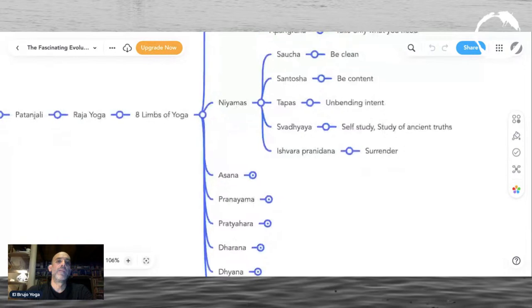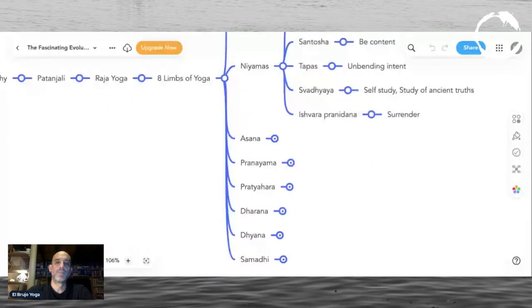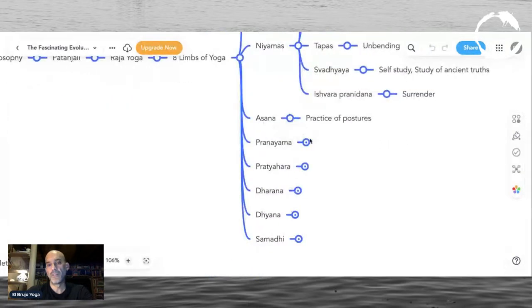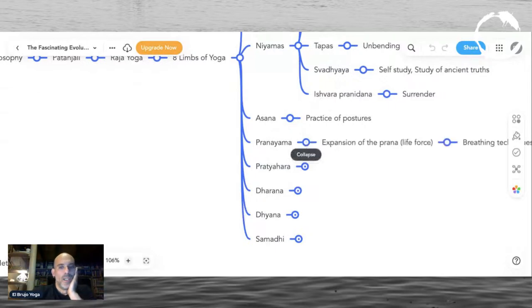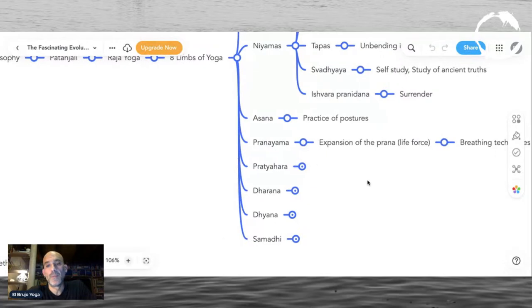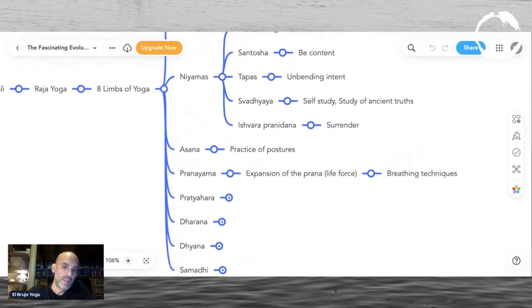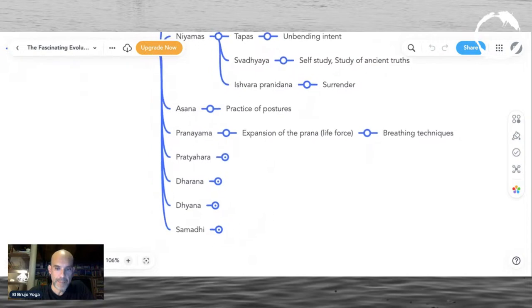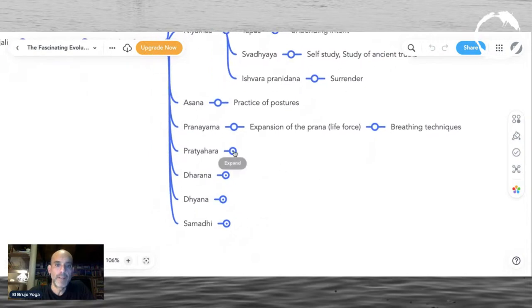So the third of the limbs would be asana, which is the practice of postures, which is what this yoga is famous for. After, we got pranayama, which would be literally the expansion of the prana, which is the life force, which is done by breathing techniques.